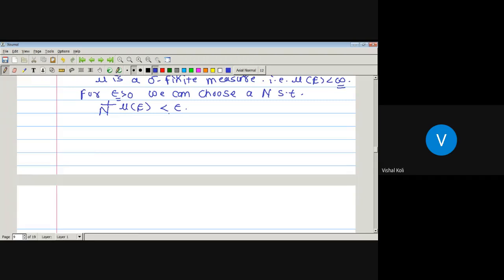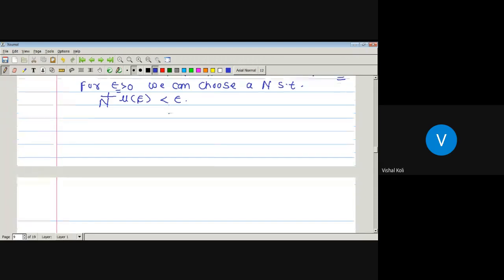For example, if suppose the measure of E is equal to some 100, then we can take n as 101, then 1 upon n times the measure of E must be less than epsilon. In this way, whatever the value of the measure of E, we can choose one n such that 1 by n times the measure of E is less than epsilon.